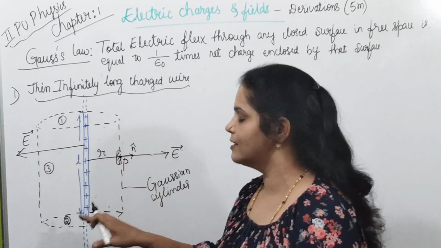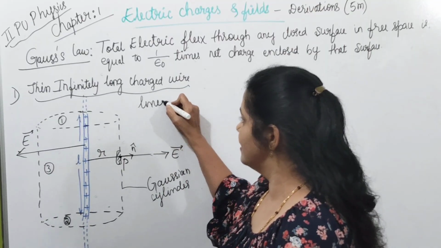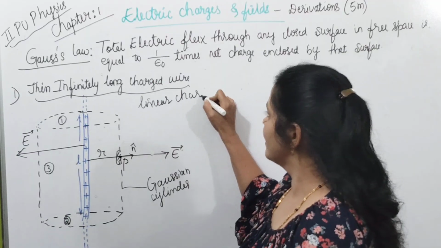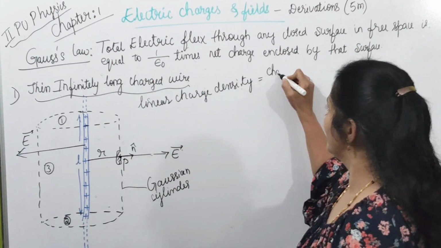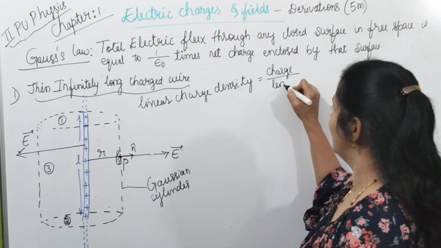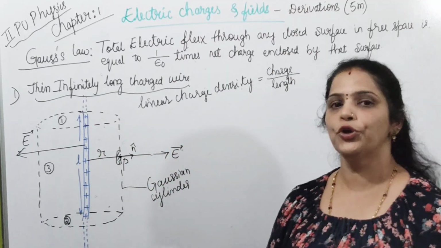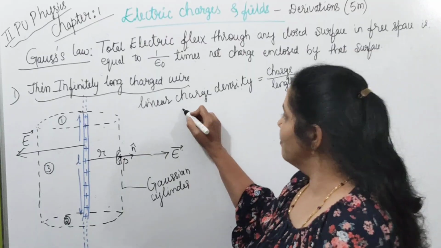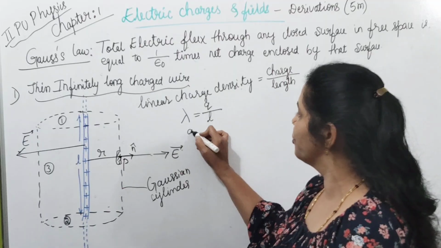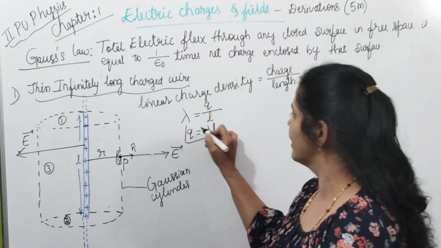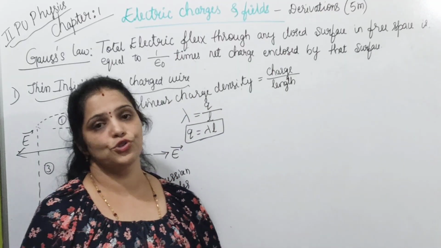Here the wire is one dimensional. Then one concept comes into the picture, that is linear charge density. Linear charge density is nothing but charge per unit length. So this finite size of wire which consists of Q amount of charge, lambda is called the linear charge density, which can be written as Q by L, or Q can be written as lambda L. Q is equal to lambda L.